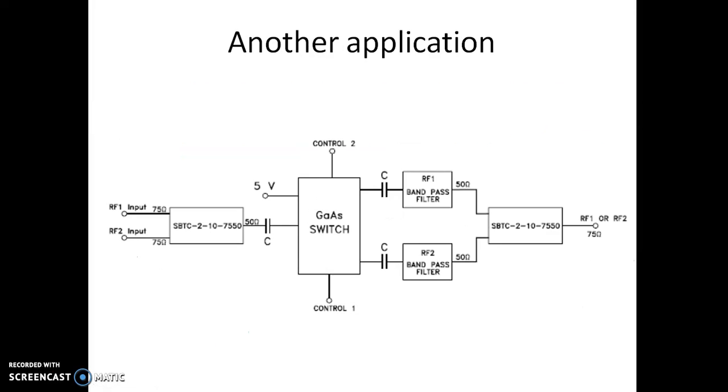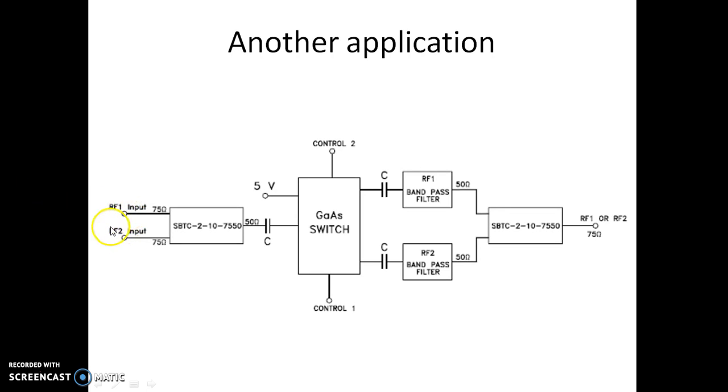Let us take up another example where assume that I have two RF signals, RF1 and RF2, on a 75 ohm RF line. You can see now I want to have only RF1 at the output, or only RF2 at the output, or I can make a combination of RF1 and RF2 at the desired timing.